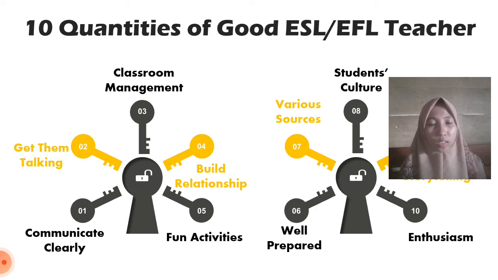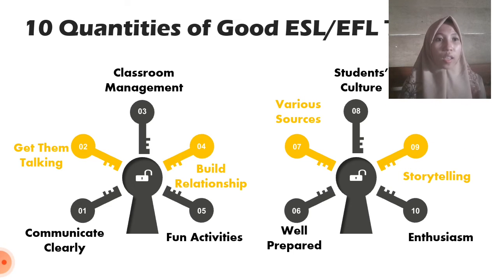First, communicate clearly. Second, get them talking. Third, classroom management. 4, build relationship. 5, fun activities. 6, well prepared. 7, various sources. 8, students' cultures. Then we have storytelling, and the last one is about enthusiasm.